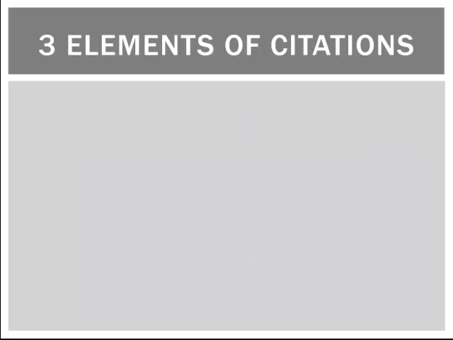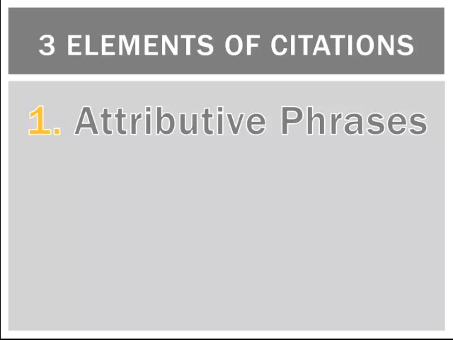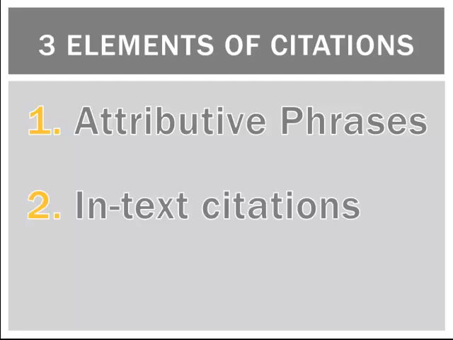And there are three elements of citations, and we're going to take a look at how these are used. One is the attributive phrase. That's the who or what said, argued, researched, studied, whatever it is, the ideas that you're about to share. Then we have in-text citations. In-text citations sometimes contain the author and the page number, other times they contain only the page number. And these work together with our works cited page to help the reader find the information that we've utilized.